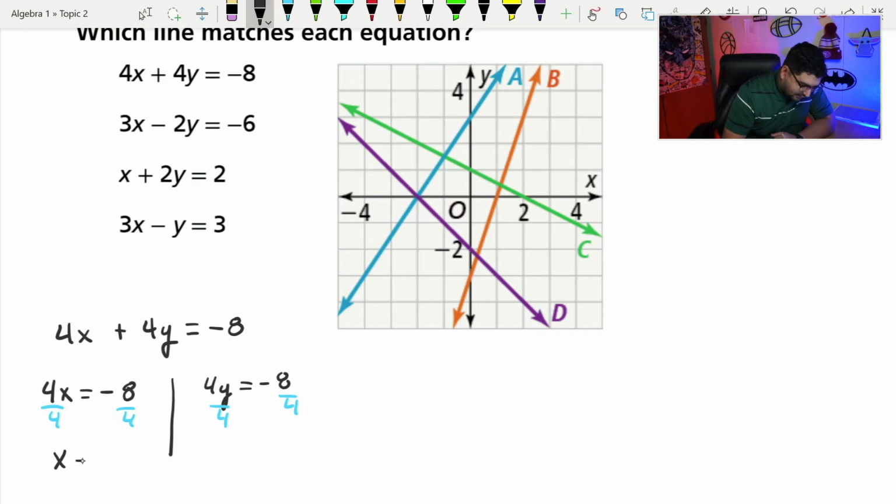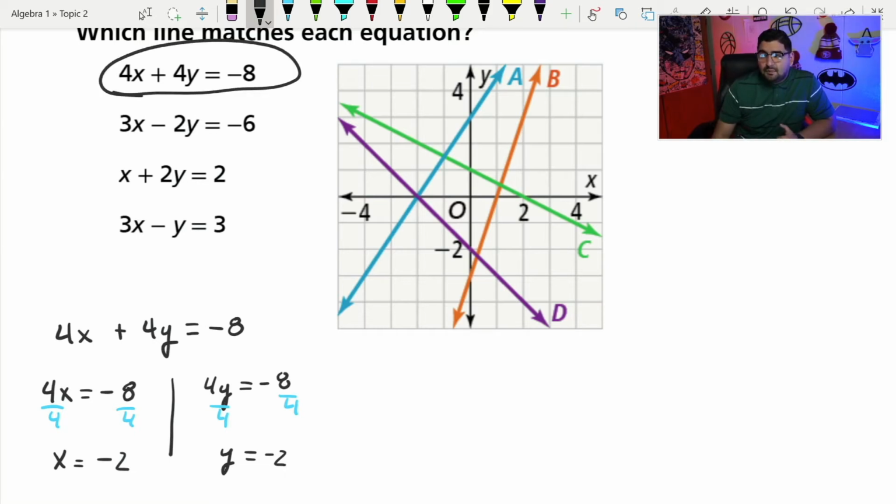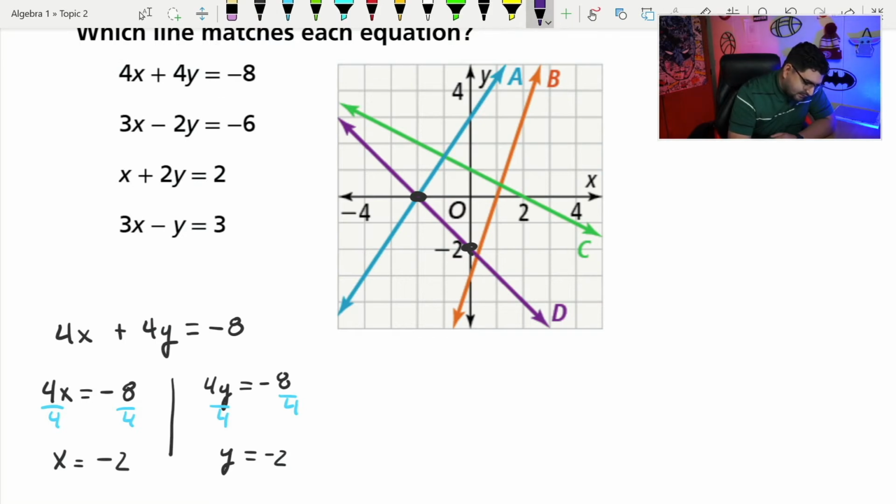And I get x equals negative 2, y equals negative 2. So this first equation up here has both its x and y intercept be negative 2. So I'm looking for which line goes through negative 2 on the y-axis and the x-axis. I can see that the blue and the purple line both go through negative 2 on the x-axis, but I can also see that only one of them goes through negative 2 on the y-axis. So that means that this equation belongs to line D.